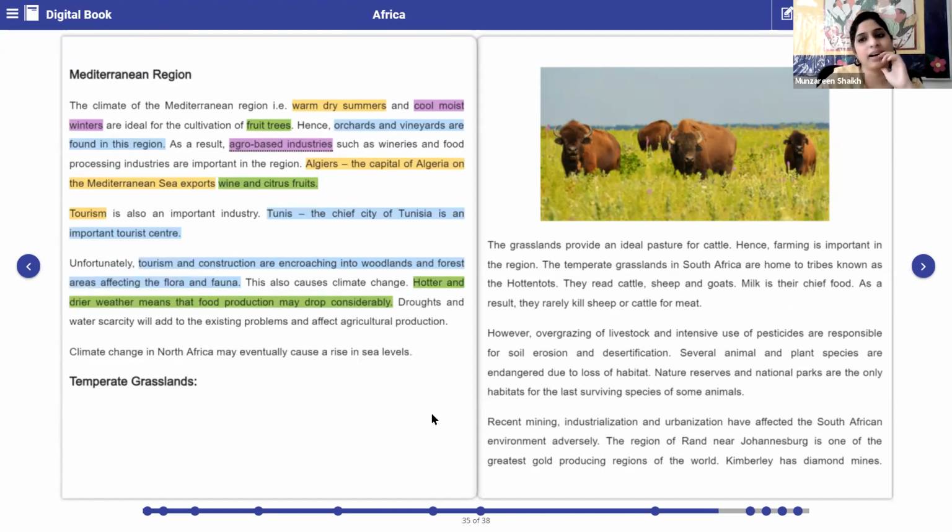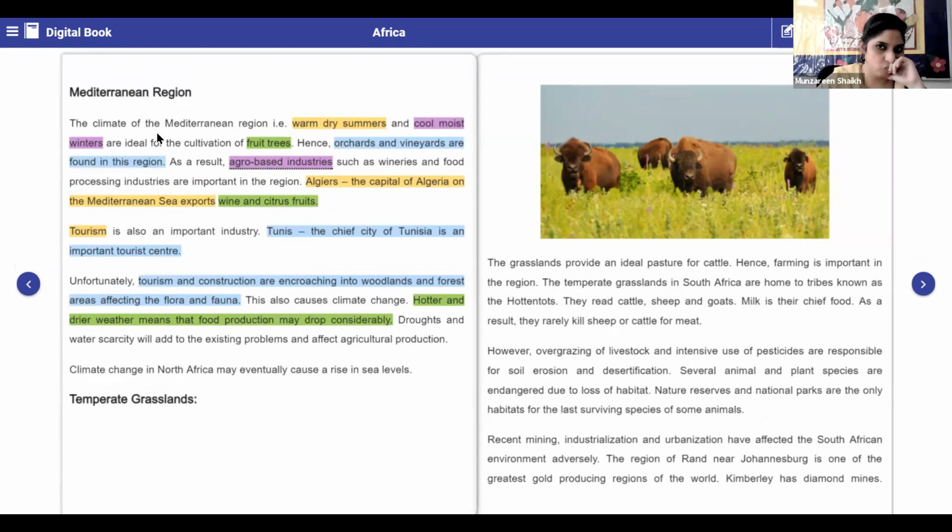Have you all underlined? Yes, ma'am. Shall I go on to the next topic? Have you all understood, children? Yes, ma'am. Okay.